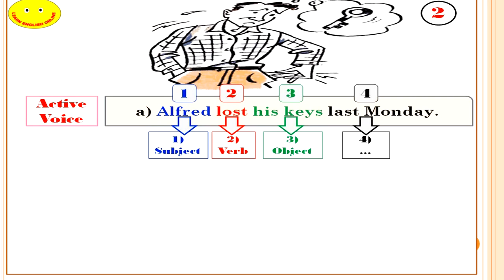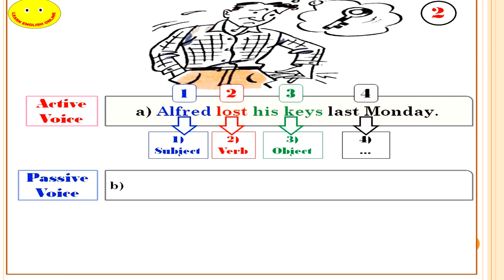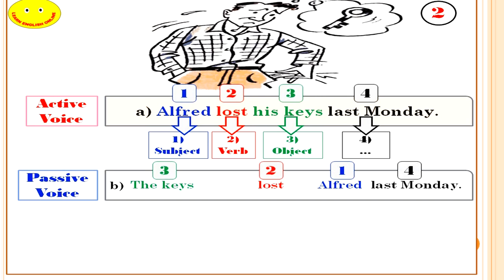What we need to do is change the sentence from the active into the passive voice. So the first thing we start with is to change the order. Not 1, 2, 3, 4, but we start by which number? Do you remember? Great, that's number 3, his keys, or better say, the keys. Then number 2, lost. Number 1, Alfred. And finally, number 4, last Monday. The keys lost Alfred last Monday. This is not a correct sentence. To make it correct, we need 2 missing words. Can you guess them?